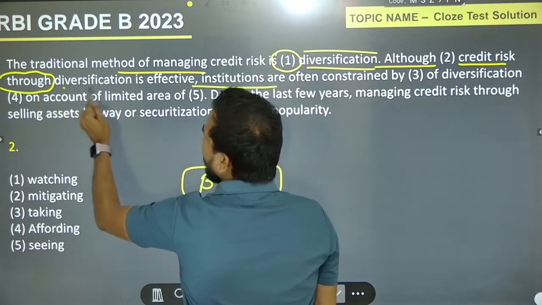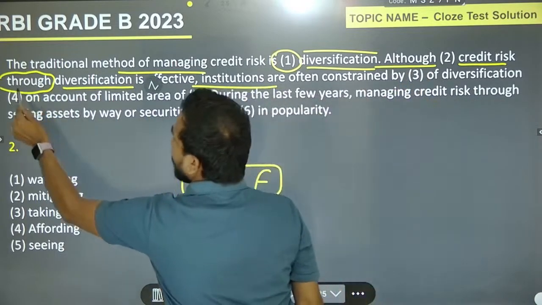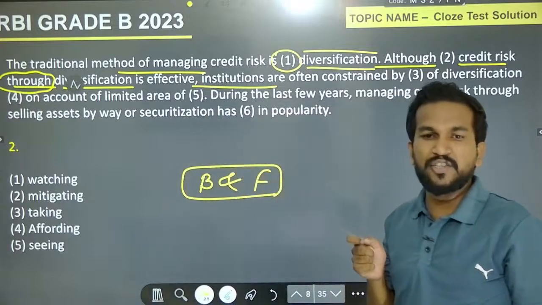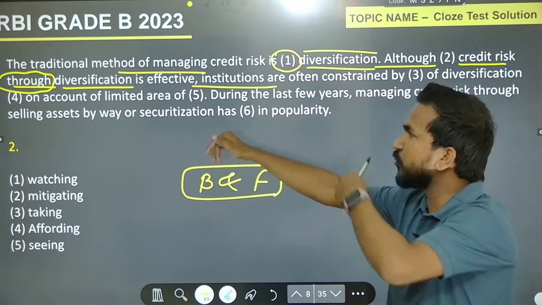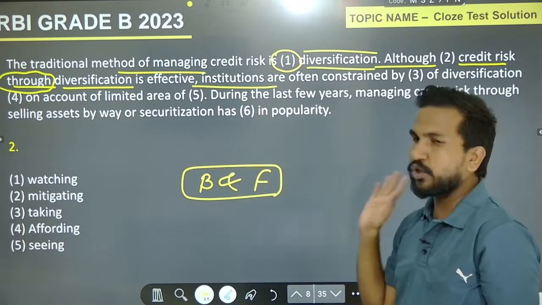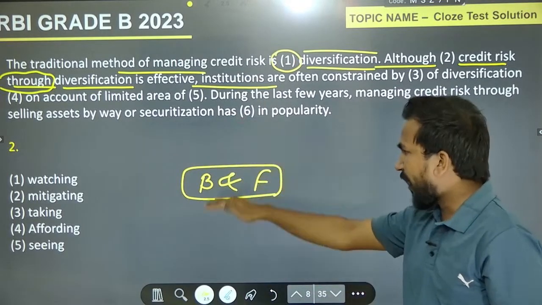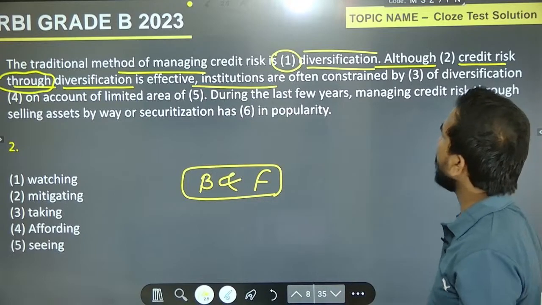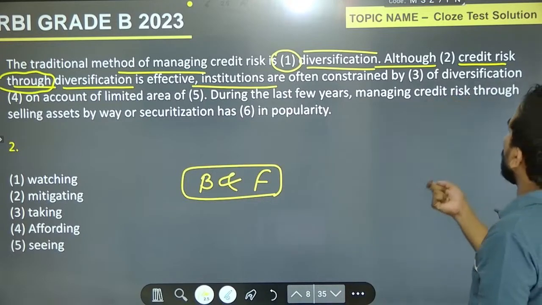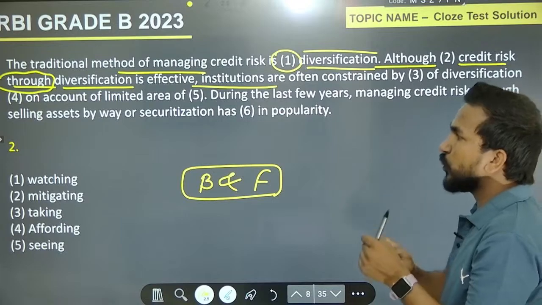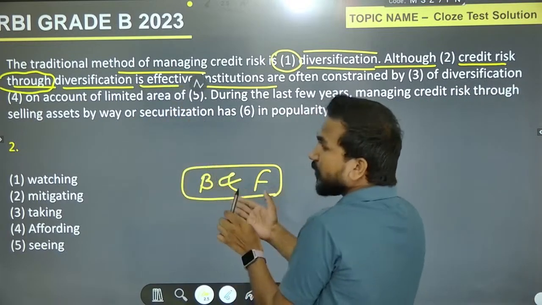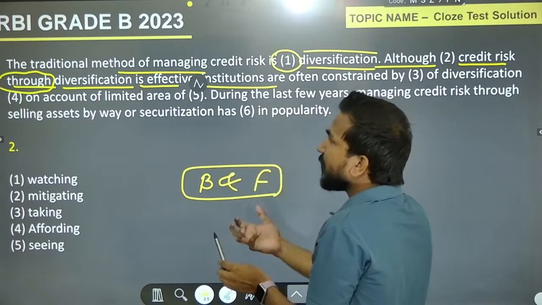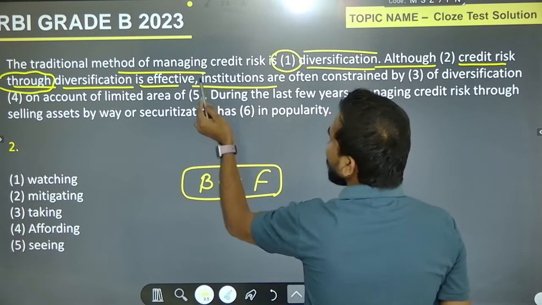Now we have the second sentence, and here we have through diversification. So that is the most related option to the first one also. So it must be through in the first one. Now we have the second one. Okay, what we are talking about? Although blank credit risk through diversification is effective. We are talking about the positive aspects of diversification, and that is effective.